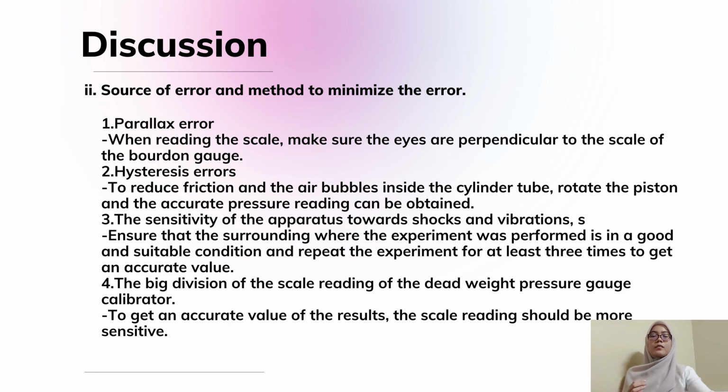accurate value. Lastly, the big deviation of the scale reading of the dead weight pressure gauge calibrator is one of the errors. How to minimize this error? To get an accurate value of the result, the scale reading should be more sensitive.